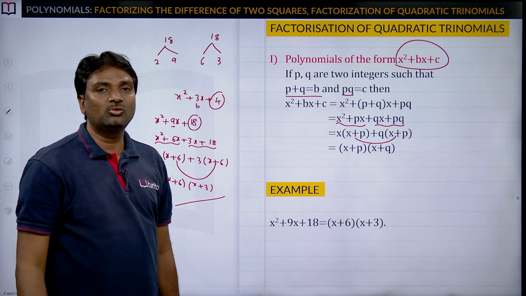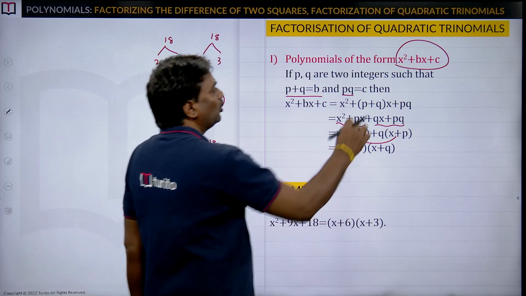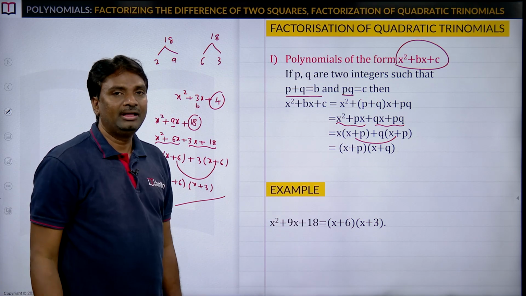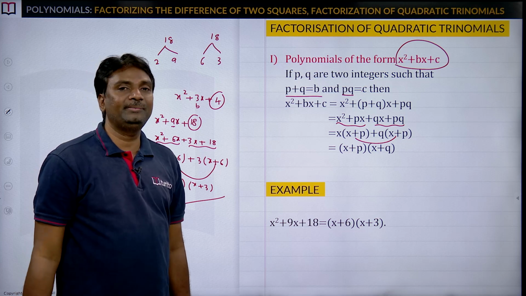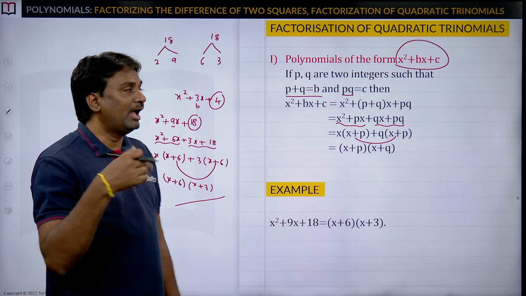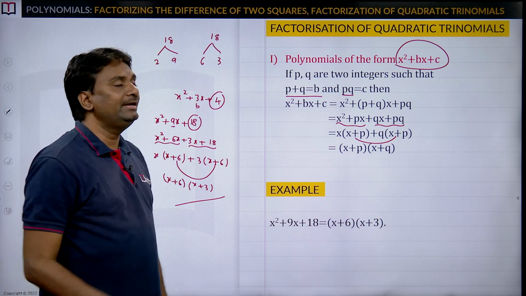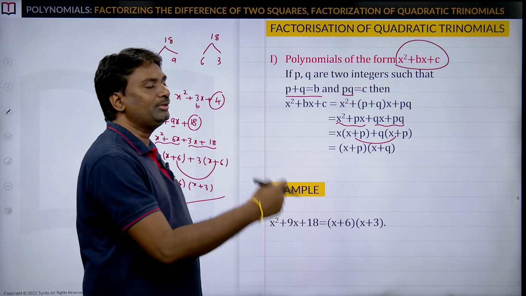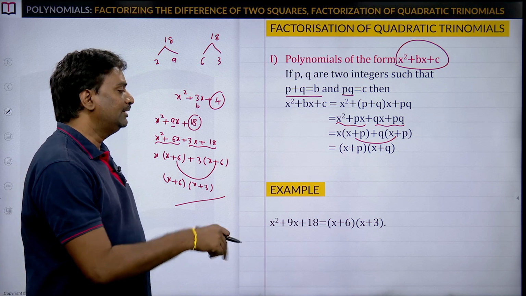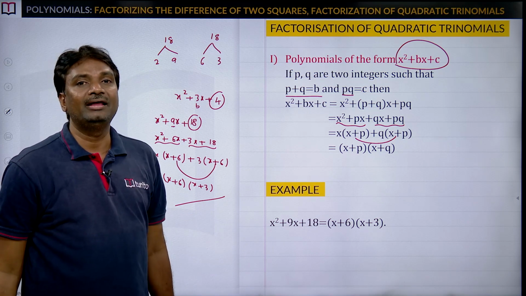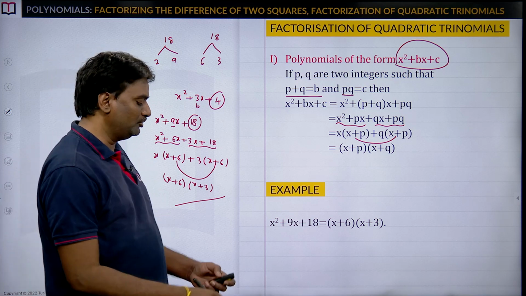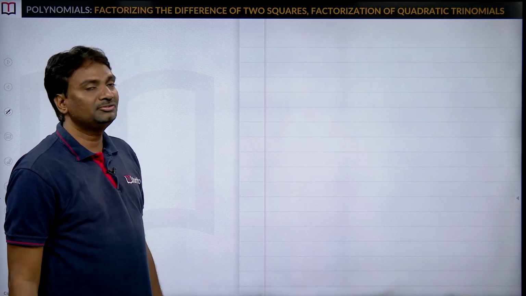So when we have a quadratic trinomial like this, the coefficient of x square is 1, the middle term is bx, and the constant term is c. Take the factors of the constant term, and by adding them you must get the middle term, that is b. According to that, you can take the factors and simplify, and then we can express the given polynomial as the product of two polynomials. Okay, now let us do some problems related to this concept.